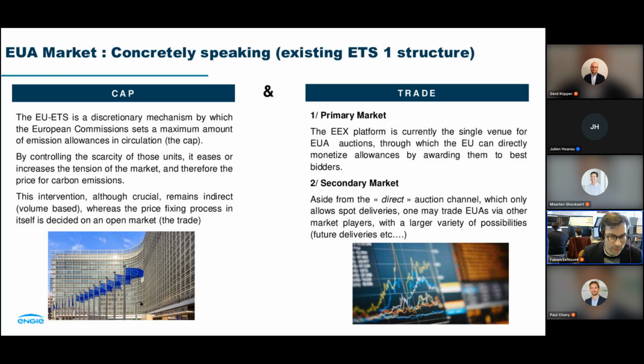But it doesn't stop here, and actually most of the market is what we call the secondary markets, meaning that aside from this direct auction channel, several players may, in a completely bilateral way, buy and sell and rebuy and resell EUAs again, with a very large variety of possibilities, typically future deliveries, because whenever you buy on the auction system, you're going to be delivered within the next 2 days. In secondary markets, you can negotiate through platforms or directly with counterparts deliveries as long as 5 years in advance.